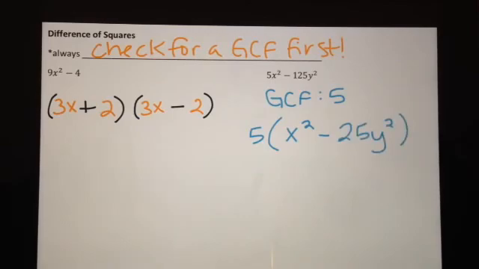And now I can go ahead and factor that part. So I'm going to have two sets of parentheses, one with a plus, one with a minus. The square root of x squared is just x. The square root of 25y squared is 5y. And then I got to make sure I got my GCF in there at the end.